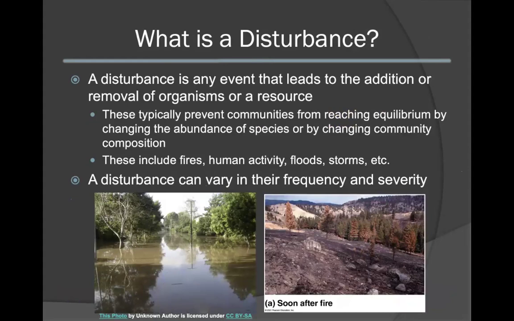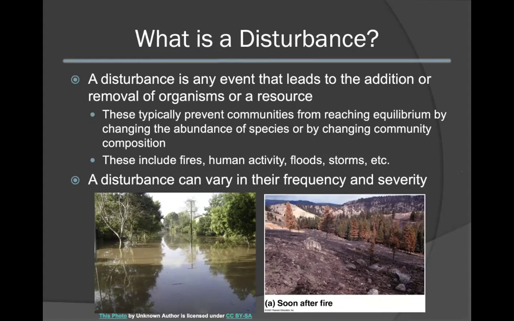When studying communities, it is also important to understand the effect of a disturbance. A disturbance is considered to be any event that leads to the addition or removal of organisms or a resource. Disturbances typically prevent communities from reaching equilibrium points. They do so by changing the abundance of species or by changing the species that are present in it, thus changing community composition. Disturbances include fires, human activity, floods, and storms.